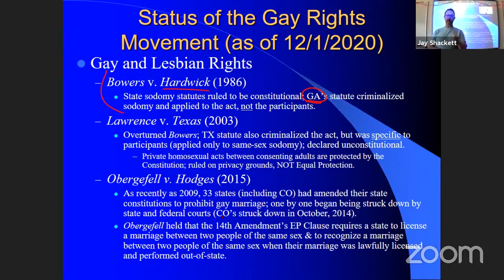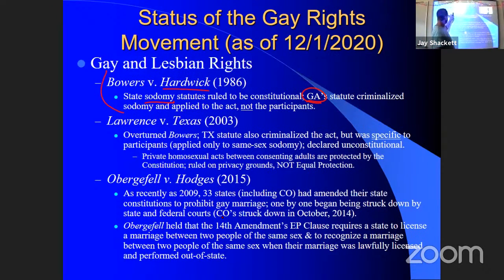But as the cops are executing the search warrant, they go upstairs to the bedroom portion of the house where Hardwick is engaging in sex with his boyfriend. Sodomy, right? Anal sex with his boyfriend. Sodomy for our purposes is any same-sex sexual conduct. And so there is Hardwick.